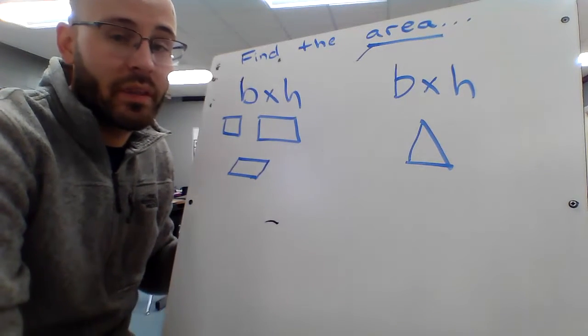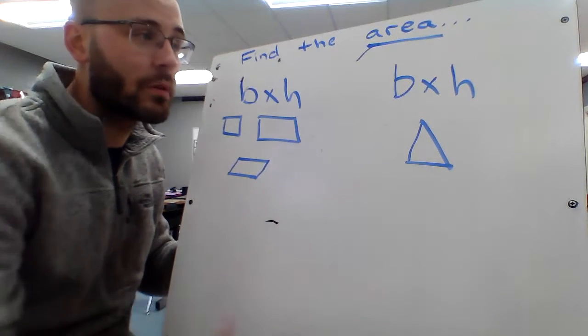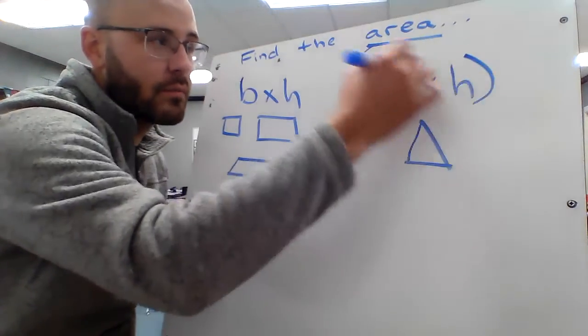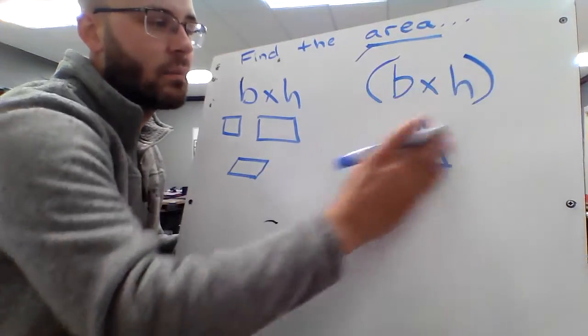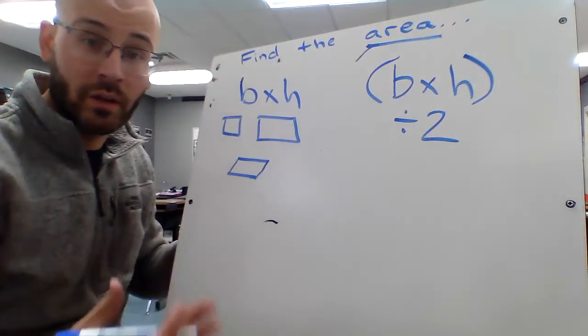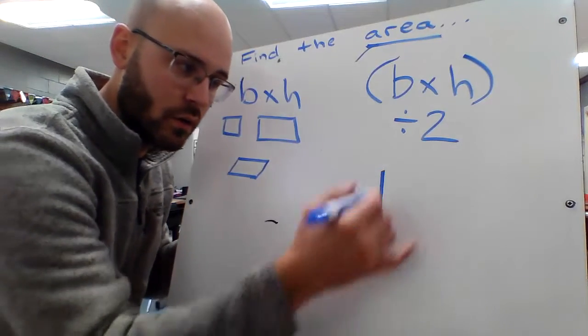And I'm going to show you a little trick so you can find the area of a triangle too, or the formula so you can find the area of a triangle. And it's actually base times height divided by 2. So you take the base times height and split it in half. I'll show you why that works. Here's a triangle.